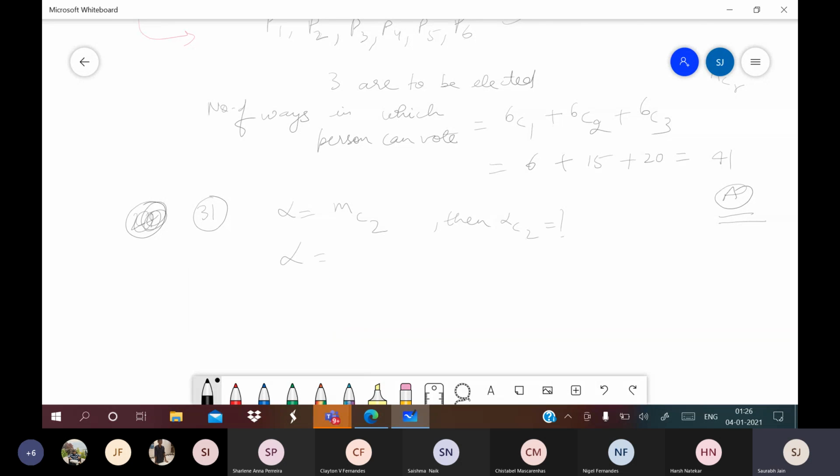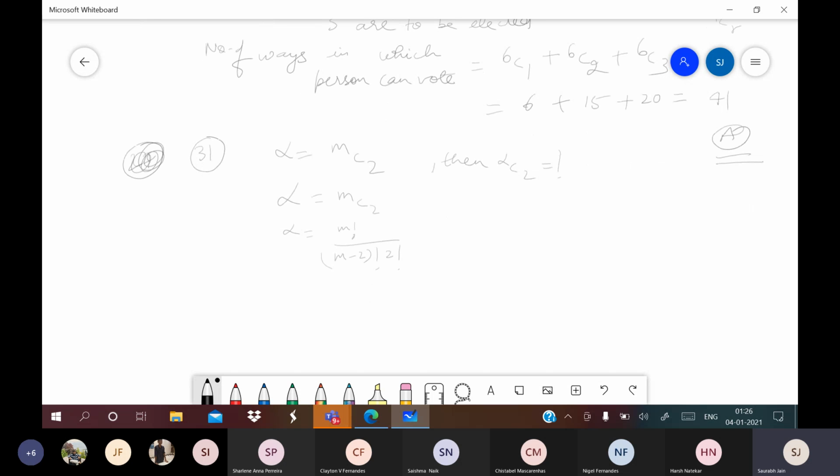So first of all we will solve this. Alpha equals MC2. So this will be alpha equals M factorial upon M minus 2 factorial 2 factorial. Simplify this further.